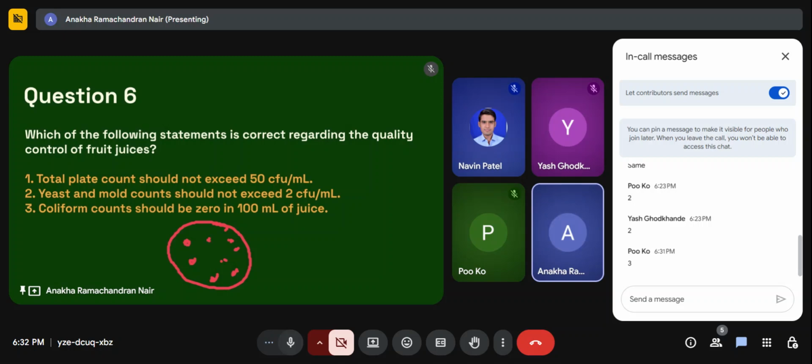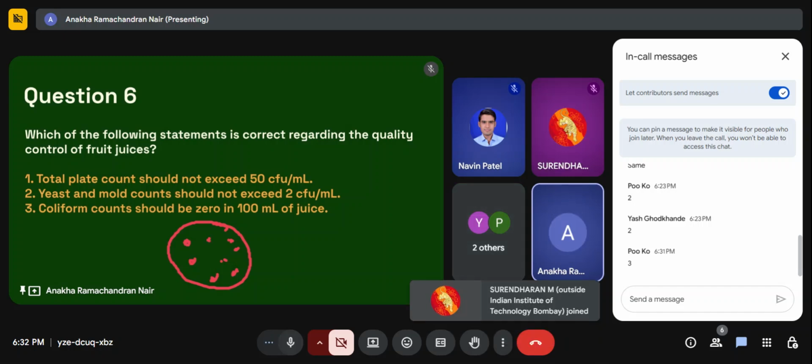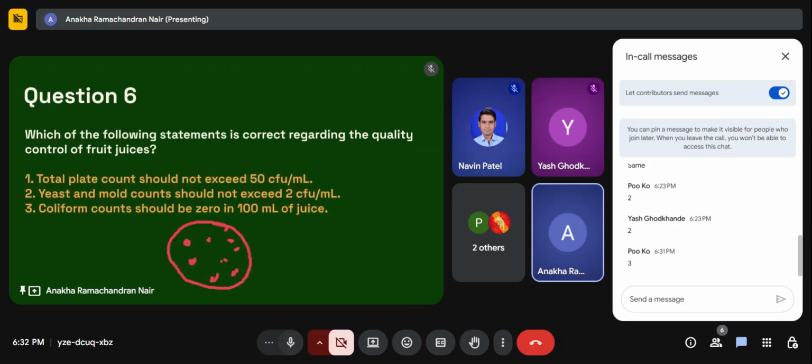And you will know how many colony forming units there are, and that means how many individual organisms were present in the 1 ml of liquid that you poured into the plate. So, for the quality control of fruit juices, the total plate count should not exceed 50 colony forming units per ml. That includes any kind of organism. Yeast and mold count should not exceed 2 colony forming units per ml. That is, any fungus initial cell should not be more than 2 colony forming units per ml, and coliform counts should be 0 in 100 ml of juice.